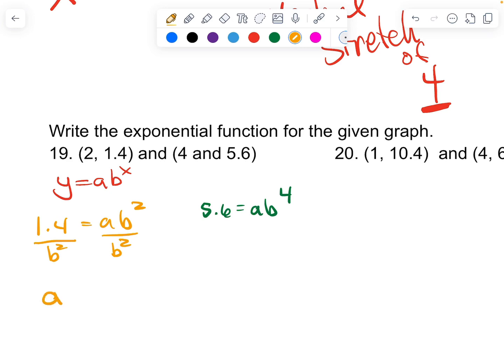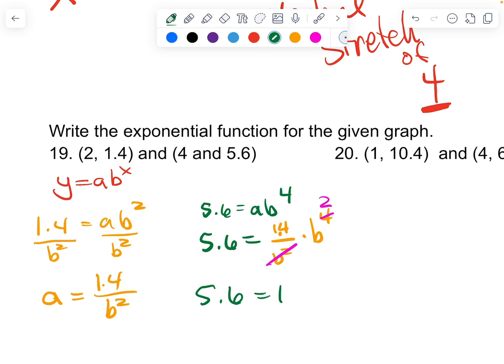And I'm going to get a equals 1.4 over b squared. I do not know why I switched what sides they were on. So 5.6 equals 1.4 over b squared times b to the fourth. So these cancel, and this becomes squared. So I have 5.6 equals 1.4 b squared.